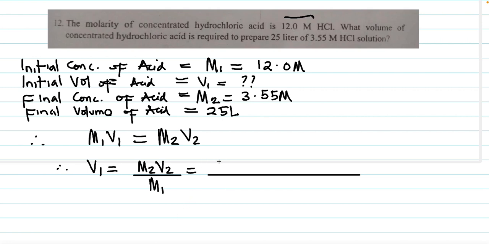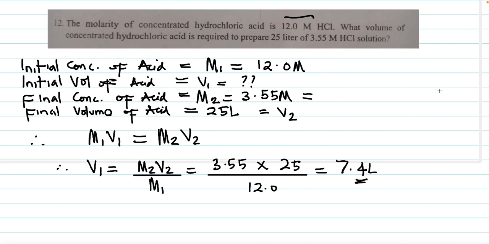So this becomes equal to, what is our M2? M2 is 3.5. What is our V2? Please, this guy is our M2 and this guy is our V2. Our V2 is 25 liters. Now all over our M1, which is 12.0. So when you do your calculation, this becomes 3.5 times 25, divided by 12. So we have 7.4 liters approximately, because it's 7.39, so you approximate it.